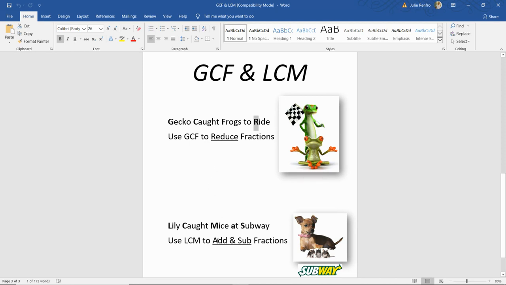If I want to add and subtract fractions like we're doing in today's video, I have to use the LCM. So I remember the saying, Lily caught mice at Subway. That's my dog Lily. At Subway, adding and subtracting fractions. Least common multiple for adding and subtracting fractions. So today we're going to use the LCM.